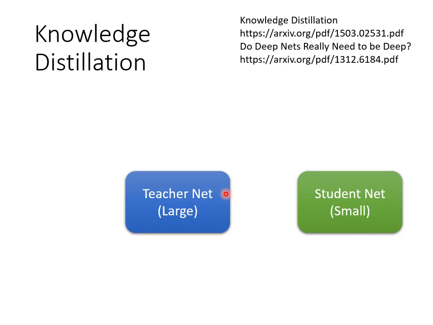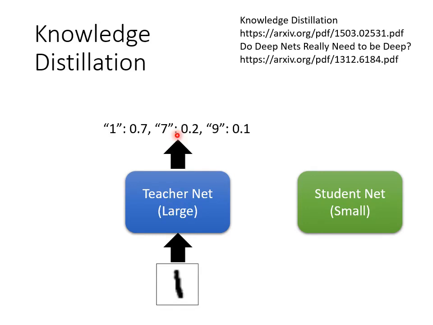Here's the answer. Suppose the task we are doing is handwritten number recognition. Throw all the data into the teacher network. Because this is a classification problem, the output of the teacher should be a distribution. As an example, the output of this picture might be 0.7 for 1, 0.2 for 7, and 0.1 for 9, etc. Then, the student is given the exact same picture.